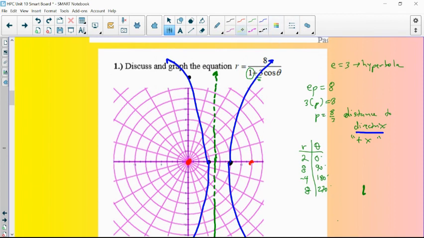So we pick a point. Let's pick this point right here. And we measure this distance to the pole. So that distance is 8/3. So we'll keep track of 8/3. And then we look at the point to the pole right here. So that distance right there.